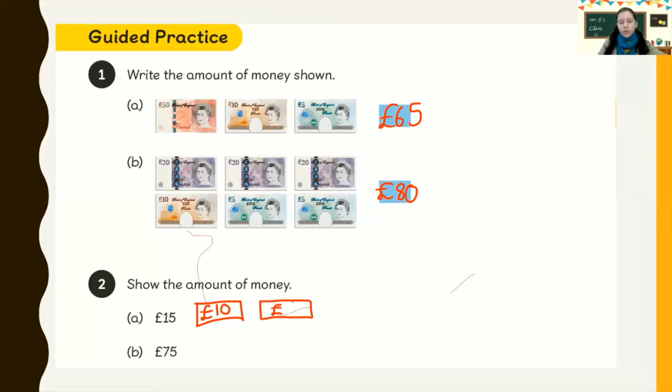Which note do I need now? That's right, I need the 5 because 10 add 5 is 15. Okay, 75. How could we show 75?